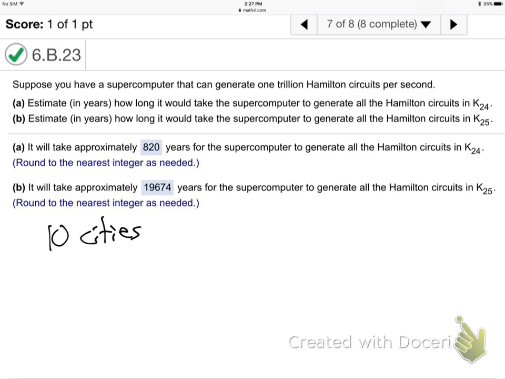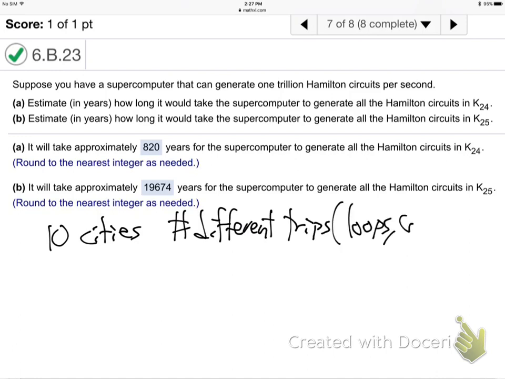How many different possible trips visiting all 10 cities are there? What are the number of different trips or loops or circuits, whatever you want to call them? How many different possible trips are there? Well, what did we just learn? For 10 cities, there's how many? 9 factorial. Right? It's 9 factorial. We good there? So it's 9 factorial.